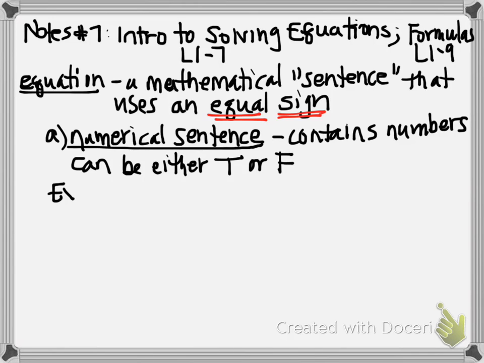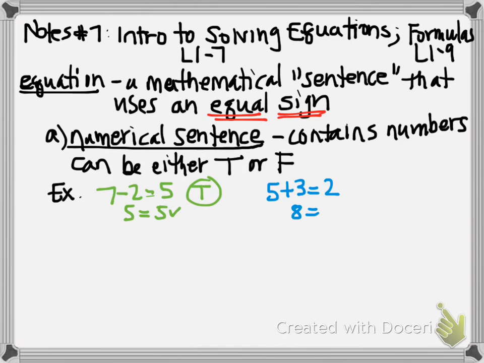So here's an example of each. A true one would be something like 7 minus 2 equals 5, and so the proof is, yep, what's on the left equals what's on the right, so you say true. And a false one, you have 5 plus 3 equals 2, and that actually gives you 8, which doesn't equal 2, so you say that is false. And what happens in these false numerical sentences is that basically somebody sees the numbers, does math, but doesn't do the math that it tells you to do, just common mistake kind of things.